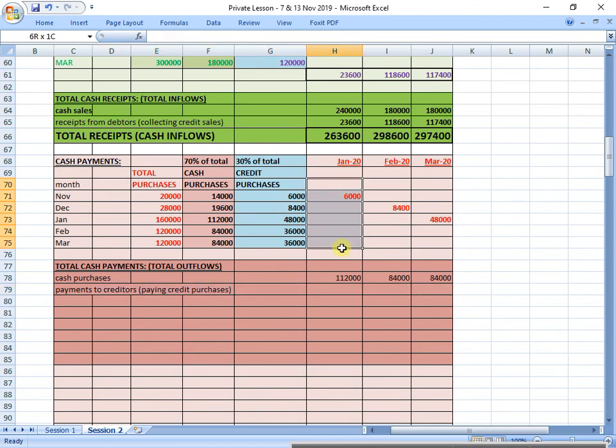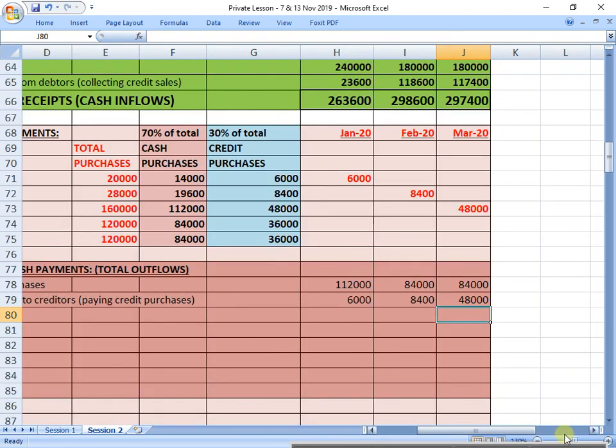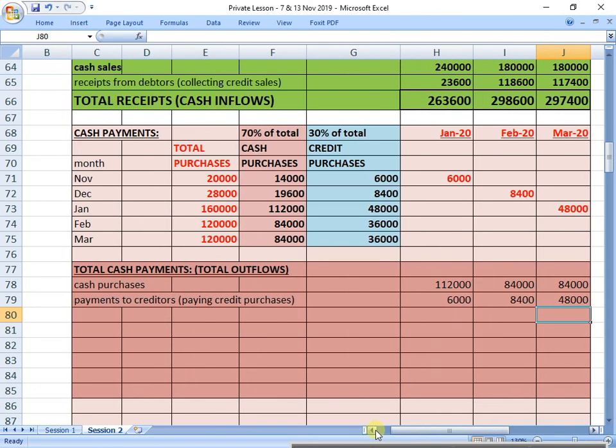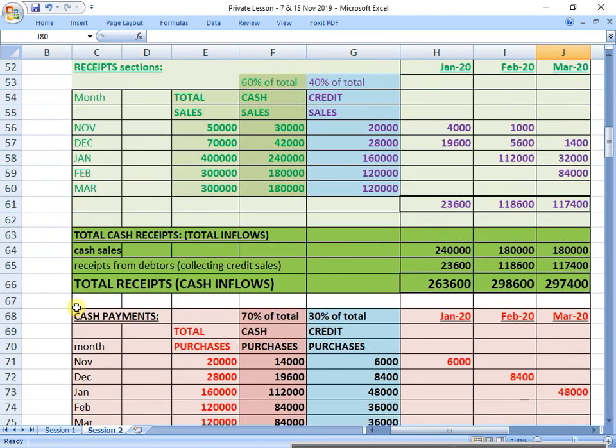Well, these are easy. I don't have to add anything here. If you had more, you could add if you wanted to, but I don't have it for this question. Alright, so I'm just going to reference it. That's how much I paid my creditor for the month of Jan. That's how much I paid my creditor for the month of Feb. That's how much I paid my creditor for the month of March. Does that make sense? Yes? Okay. Let's go back to the question.